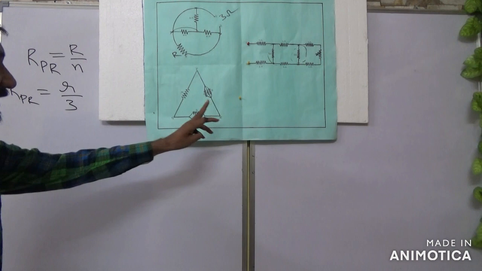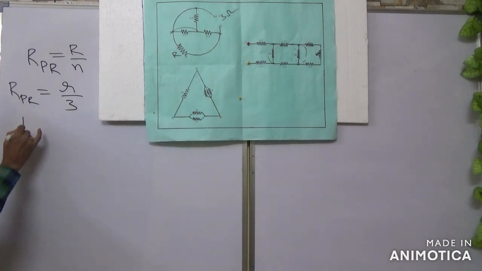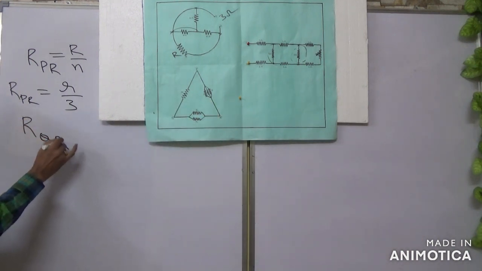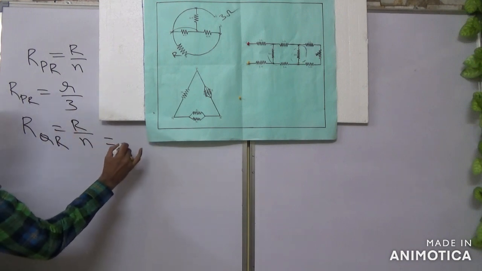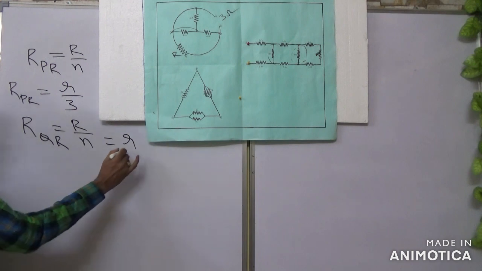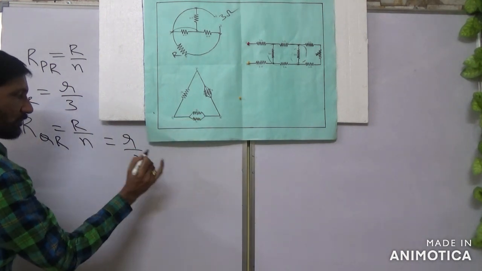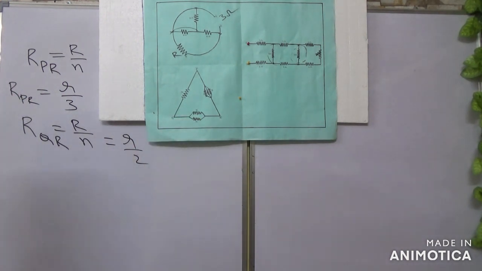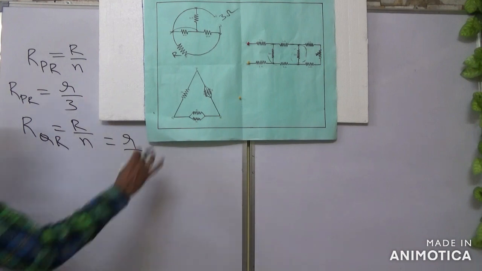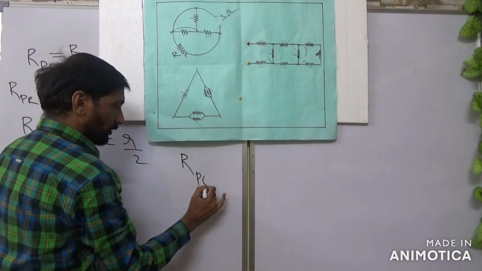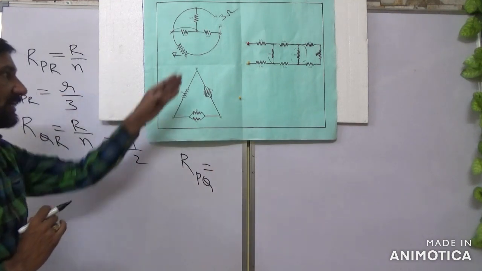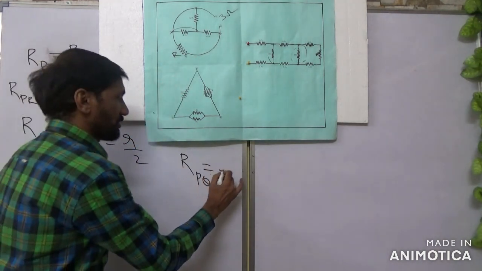Now you see between Q and R. R by N. So each resistance is R and you have given 2 resistors. That's why it is R by 2. So effective resistance between Q and R is R by 2. Now last one, you see resistance between P and Q. Only one resistor now of resistance R.